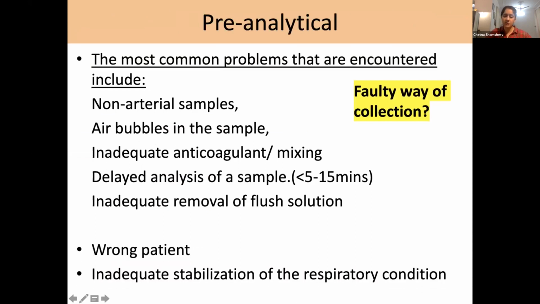One important thing is also inadequate stabilization on a respirator. Supposing a patient comes to me and I send an ABG without putting that patient on the ventilator, or immediately after putting, or immediately after changing the settings, it is going to show me wrong values. Once the patient comes to you, you have put the patient on ventilator and stabilized the condition. Only after that should the ABG be sent.